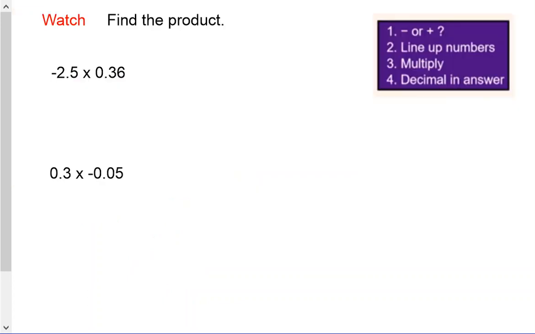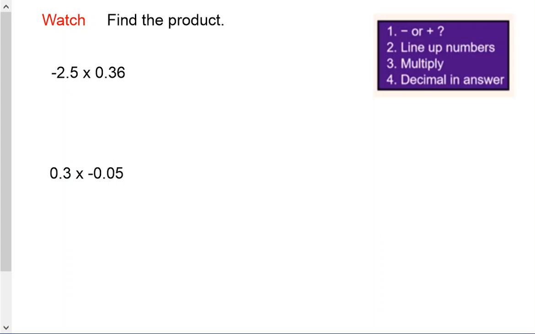For this one, I would like you just to watch me go through it, and then you'll get a chance to practice here in a couple minutes. Over here to the right, you'll see some rules. The first one, is our answer going to be positive or negative? Then we can line up the numbers, multiply, and then put our decimal in the answer. Our answer is going to be negative because we have one negative in our problem.